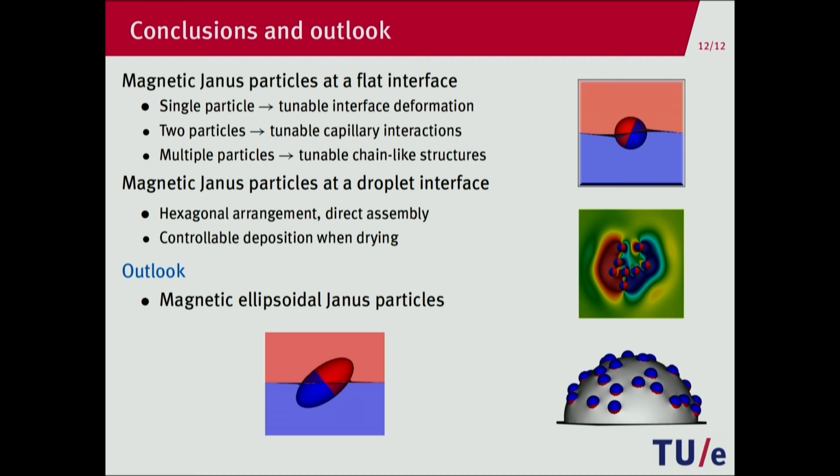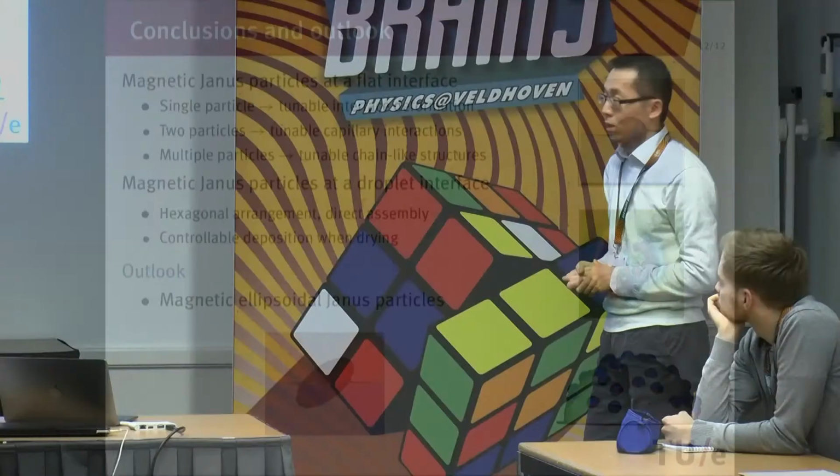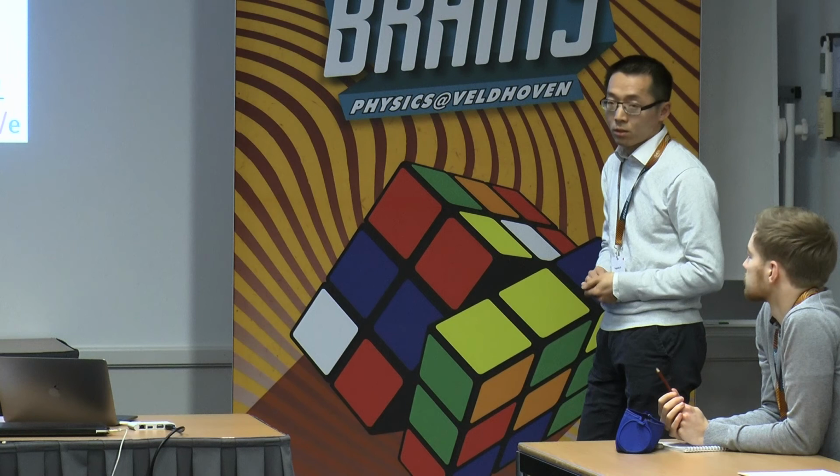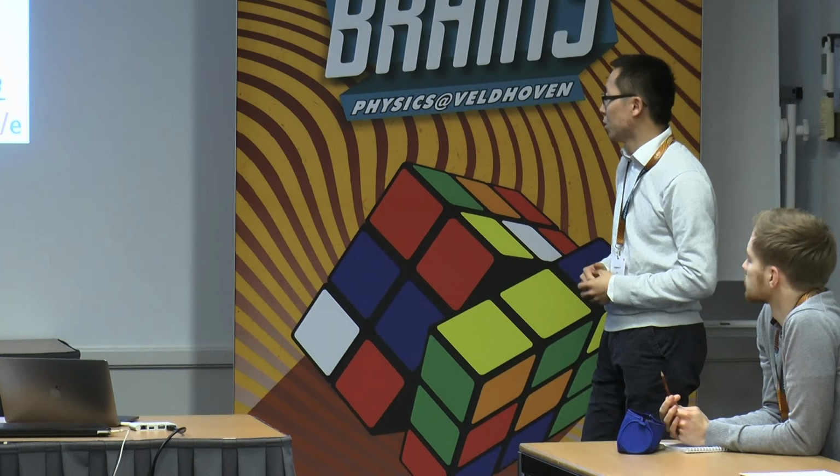And the further work will be about magnetic ellipsoidal Janus particles. So ellipsoid particles will have an extra degree of freedom. The orientation of the particles will affect the interface deformation mode. Then we can get more complex and more beautiful structures from ellipsoidal Janus particles.